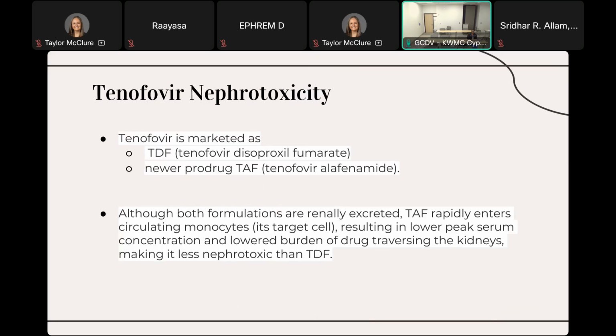And why is that? Although both formulations are tenofovir formulations, and both of them are renally excreted, alafenamide, after being introduced to the patient, is immediately taken up by mononuclear cells. And only a very small concentration of TAF is available to be secreted by the proximal tubular cell. That's why the nephrotoxicity of TAF is much lower than TDF. So whenever you see tenofovir these days, it actually should be a TAF formulation because of that.